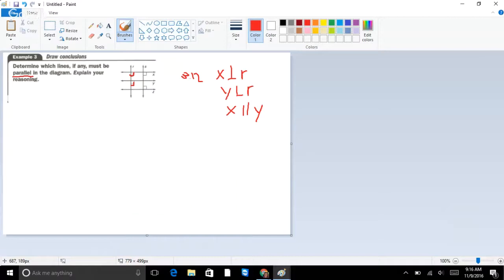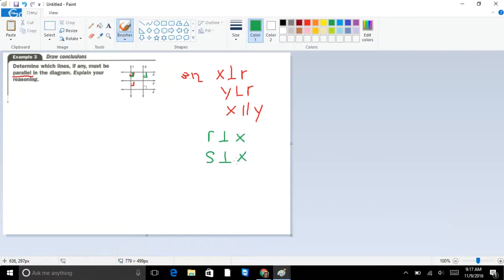Okay. And then we also notice we've got another one going on here. Let me switch up colors a little bit. We've got that line R is perpendicular to line X, and line S is perpendicular to line X. So let me write that down. We've got line R is perpendicular to X, and line S is perpendicular to X.